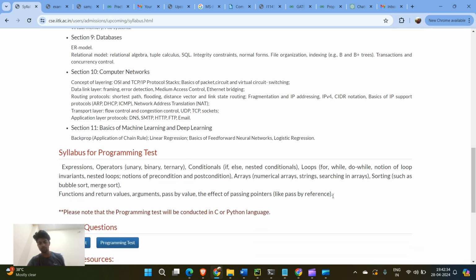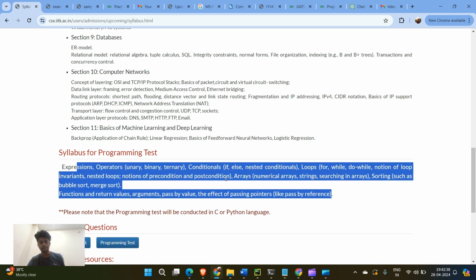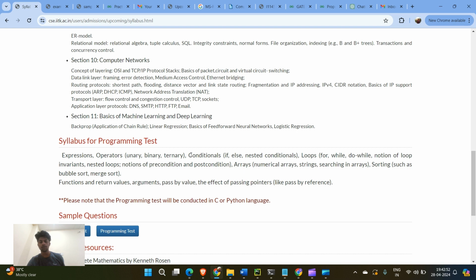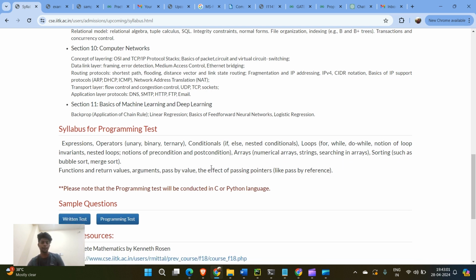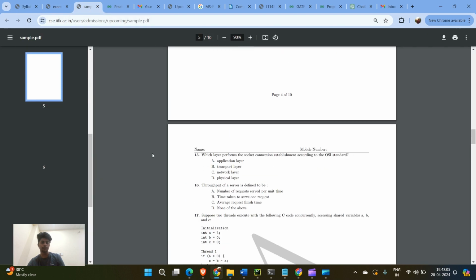Programming I can manage. But the best part about this syllabus is that they mentioned conditions, normal things, which won't be much difficulty. Loops won't be much difficulty. Arrays, sorting, these things are much better. Compared to other things, this programming test is not going to be that difficult. It's going to be medium level at most. So this is about the syllabus.